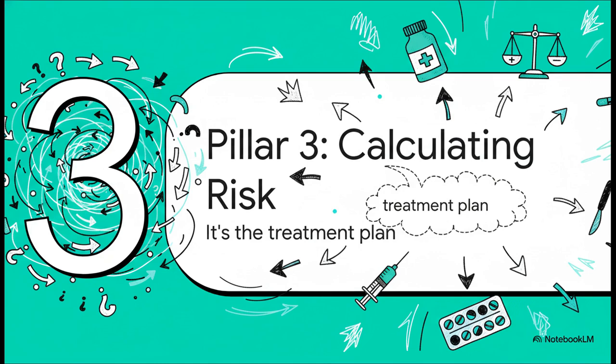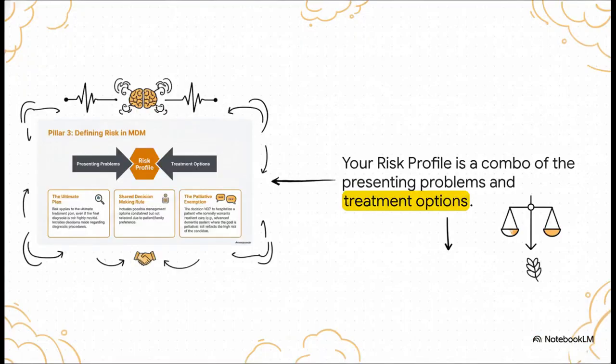And that brings us to our third and final pillar: calculating risk. You know, a really common mistake is thinking that risk is all about the patient's final diagnosis. It's not. The risk level actually comes from the management options the provider considers. It's all about the treatment plan. So your final risk profile is a mix of the problem itself and the treatment options.